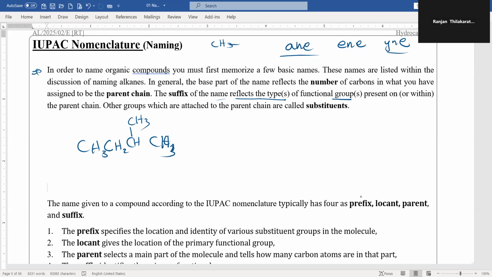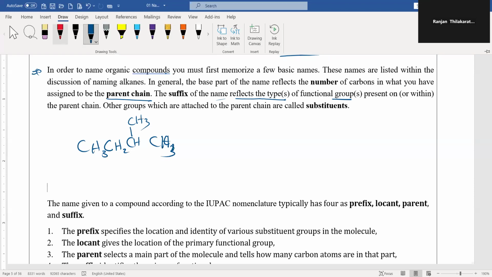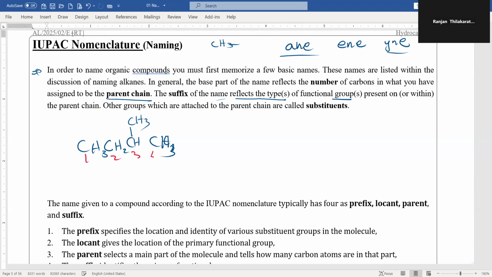CH3, CH2, CH, CH3. First we need to find the longest carbon chain, called the parent chain. You can label the longest carbon chain: first find it and then label it. You can put 1, 2, 3, 4, or you can name it starting from this carbon, 1, 2, 3, 4.